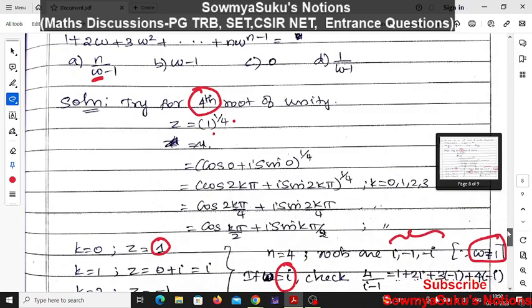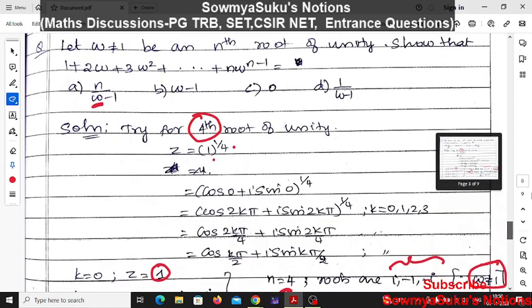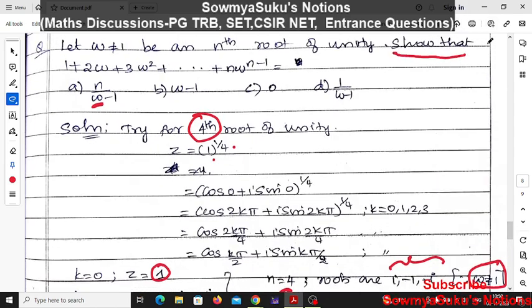Okay. So here n divided by omega minus 1. If you need that, you can try with the remaining also to satisfy this condition. The question here is to show that. See here, the question is show that. Okay. Thank you.